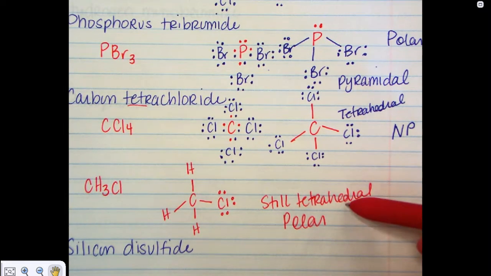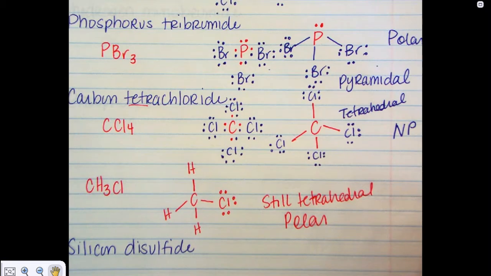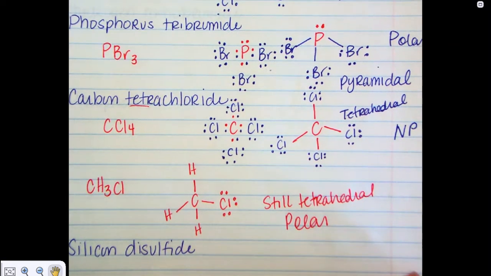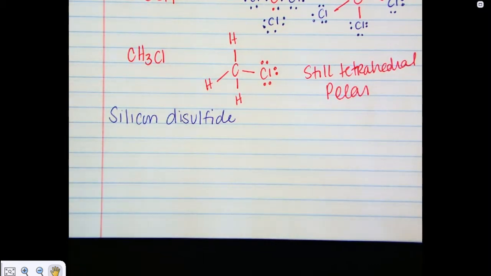CH3Cl, tetrahedral shape, but polar because I don't have equal pull in all directions. Okay. All right, next one. Silicon disulfide. So silicon is under the same column as carbon. So tetrahedral shape? Maybe. Let's look at what the actual formula here is.